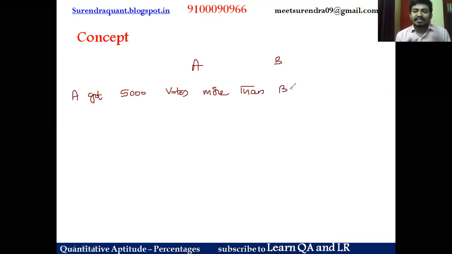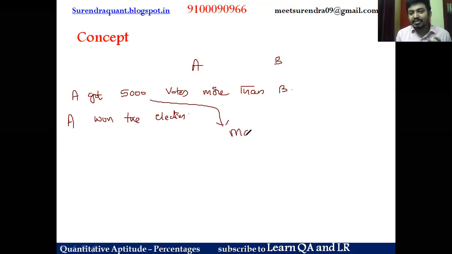That means A received some number of votes and B also received some number of votes. When we compare, A received 5,000 votes more than B. So can I say A won the election? Of course. So A won the election, and he won the election by how many votes more? He got 5,000 votes more, right? So this 5,000 votes we will call here as majority. So friends, majority means it is the difference between winner votes and loser votes.